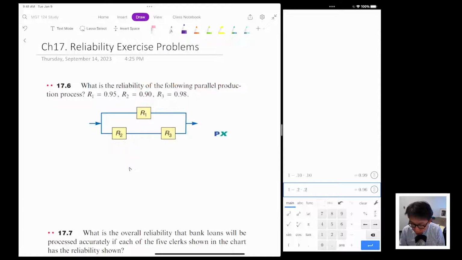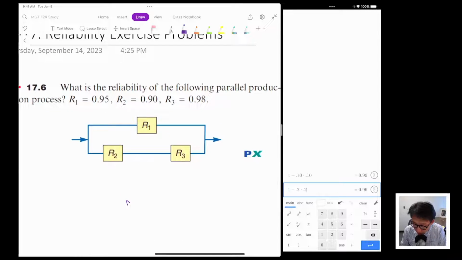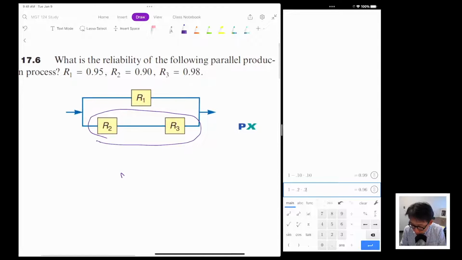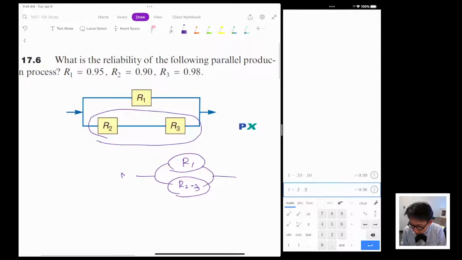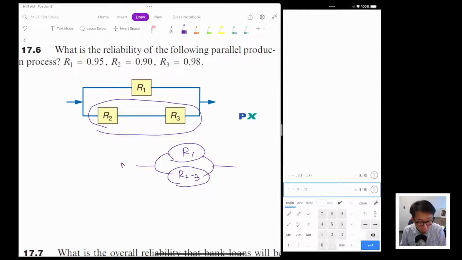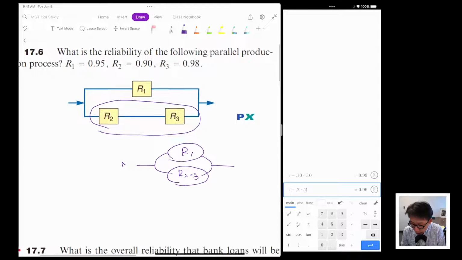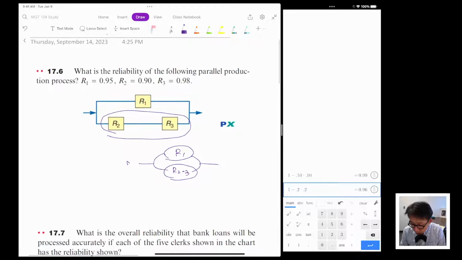So what do you see by looking at this particular problem? The way I see it, R2, R3 is a subsystem that you want to solve first. Once you have the R2 and R3 reliability calculated, your system will be simplified into R1 in parallel with R2,3, like this. After you get this, it is nothing but 1 minus the chance that R1 is not working and also R2 and 3 are not working. So that's the solution strategy.